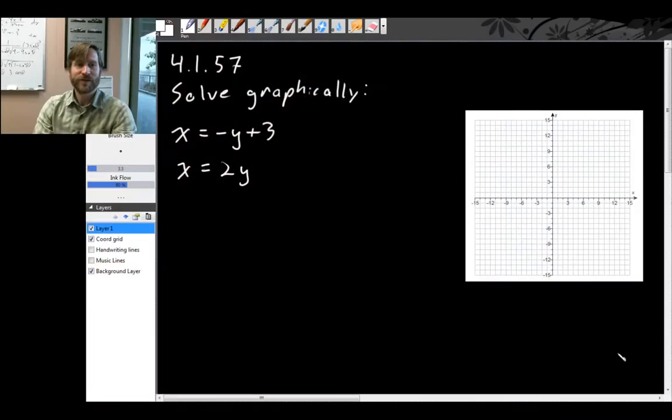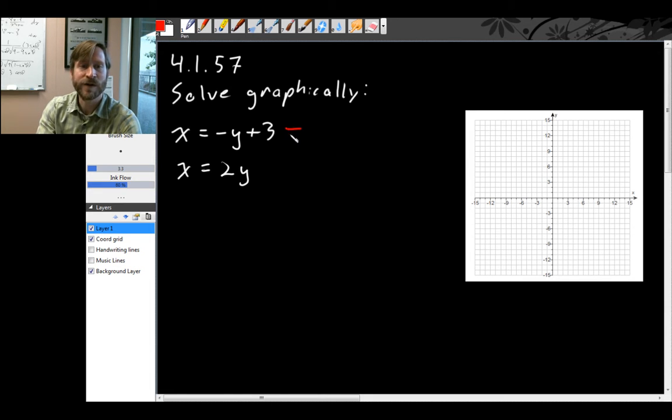Here's a solution to problem 4.1.57 from Rockswold's algebra. So we're going to solve this system of equations graphically, x equals minus y plus 3 and x equals 2y. To solve this graphically, we need to graph both of these lines. And to graph both of these lines, it's easiest to put them both into slope-intercept form. To do that, we'll just solve both equations for y.